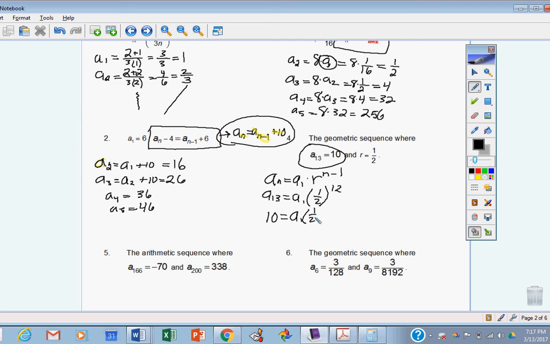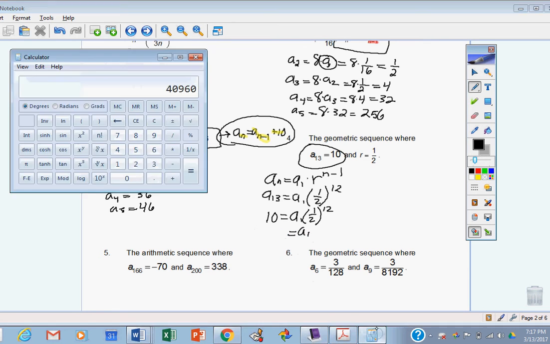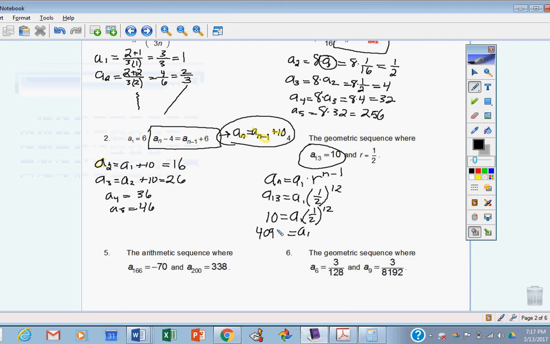What I was saying here is that I divided both sides by this number. I just did that all in one calculation. So I would get my first term of 40960. Okay, now the rest of them are easy.